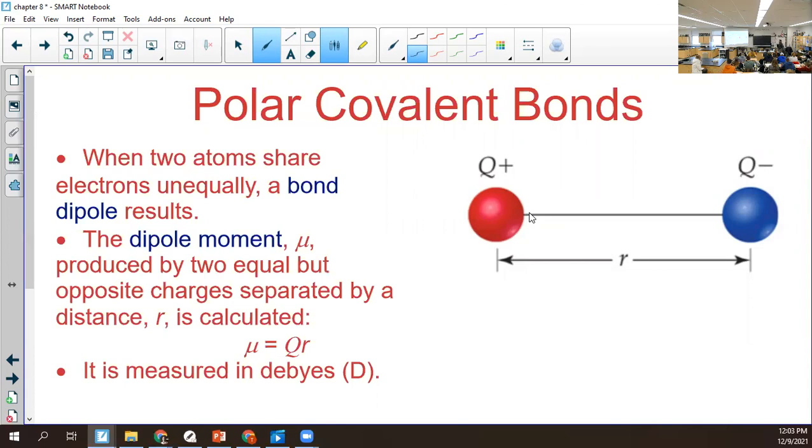When two atoms share electrons unequally, a bond dipole results. So dipole, you might need to know, it means two poles. Di means two, like carbon dioxide means CO2. The dipole moment, or mu, produced by two equal but opposite charges separated by a distance r, is calculated as mu equals QR, and is measured in debyes. You don't need to worry about the math or anything like that.